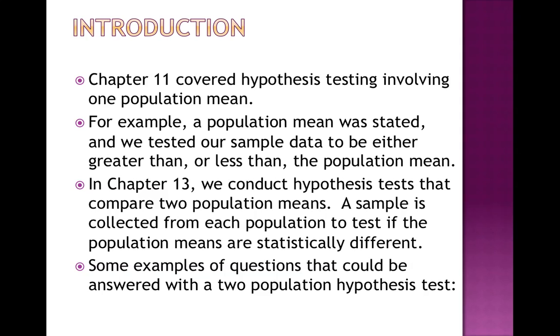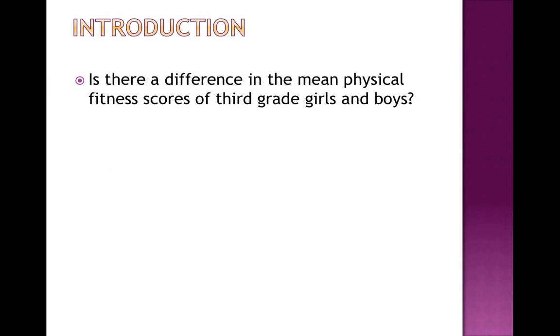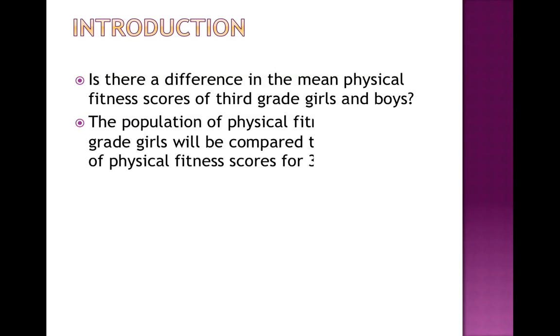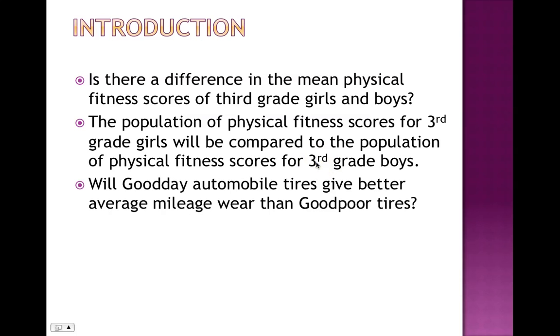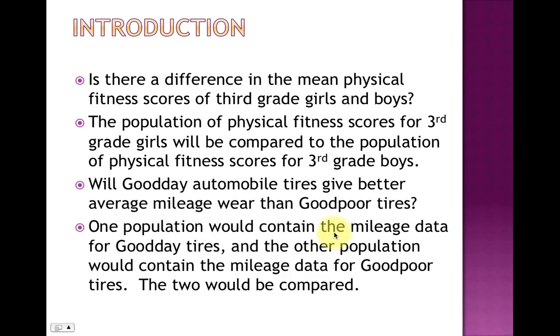Some examples of questions that could be answered with a two-population hypothesis test. Is there a difference in the mean physical fitness scores of third-grade girls and third-grade boys? The population of physical fitness scores for third-grade girls will be compared to that of third-grade boys. So you'll have two populations, and we'll compare them. Will Goodyear automobile tires give better average mileage wear than Goodyear's competitor's tires? Again we look at two populations: the first is data for Goodyear tires, and the other is data for the competitor's tires. Using the two populations, we do a comparison and see if they're statistically different.